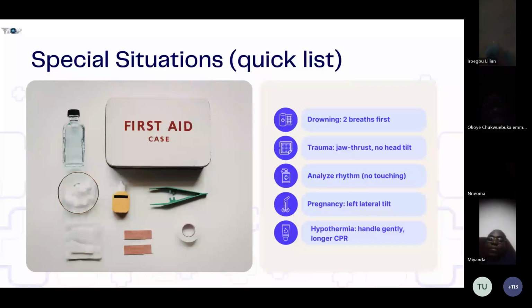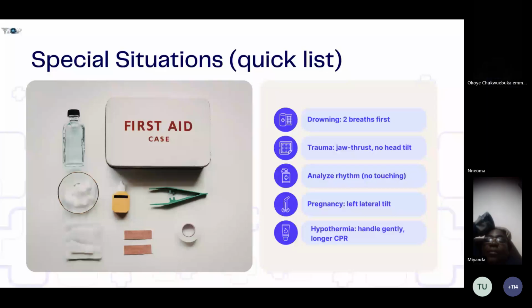Now, in the case of trauma, you ensure that you use jaw thrust. That is, you thrust the jaw upward instead of tilting the head, to protect the spine, because you do not know what has happened to the spine in the case of trauma. Now, in a pregnant woman, you tilt her slightly to the left to take pressure off major blood vessels, right? There's something called the left lateral tilt. You can check it online to know how to do this. So you do the left lateral tilt to take pressure off major blood vessels.